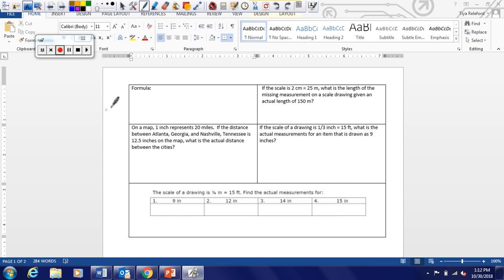Alright, this table on the bottom is just a ton of practice. Real quick, scale is your keyword. Scale of a drawing is 1/4 inch equals 15 feet. And you are going to use these numbers to create the rest of the table. So 1/4 inch is 15 feet. And our first one is 9, so that's 9 inches, X feet. You're going to solve that one.